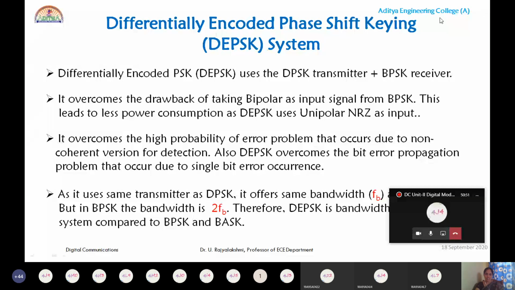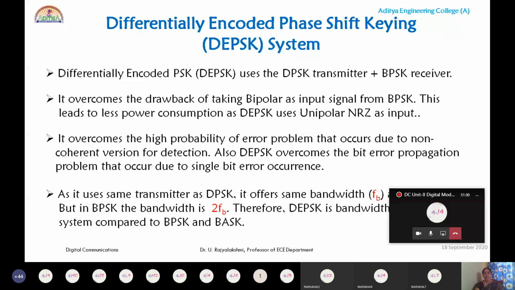And similarly, the BPSK receiver. Even though the BPSK receiver, the coherent receiver, is complex, what are the advantages of coherent detection? You can reduce its probability of error. So that's why our differentially encoded PSK uses the DPSK transmitter section and the BPSK receiver. We can discuss this in the next class. DPSK comes under the next module, so we can discuss it in the next section.